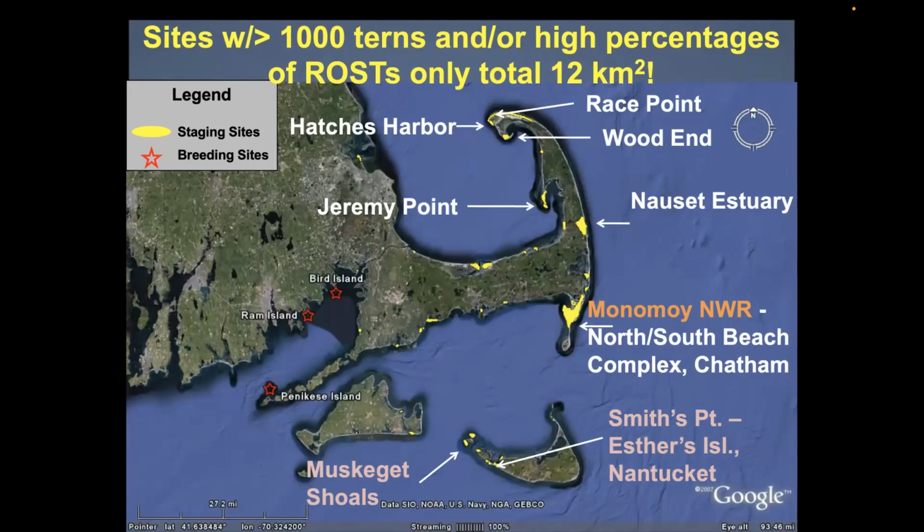And those are the 3 areas around Race Point: Race Point itself, Hatches Harbor, which is just to the southwest of the lighthouse, and then Wood End Flats, which is the area down where the sand sweeps around. And then down in the Monomoy area in North and South Beach, Chatham, that's another really important area. And then the area just west of the western part of Nantucket out to Muskeget, the Muskeget Shoals. That's a large area, very shallow water. It's loaded with sand lance, which are the preferred prey for roseates.